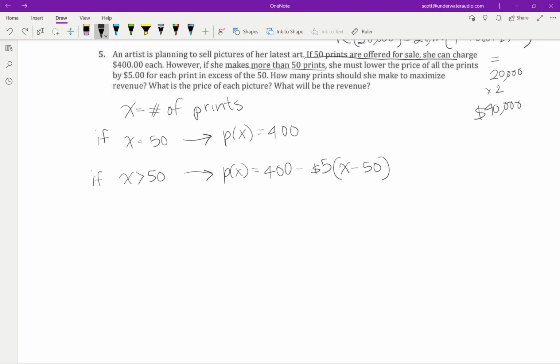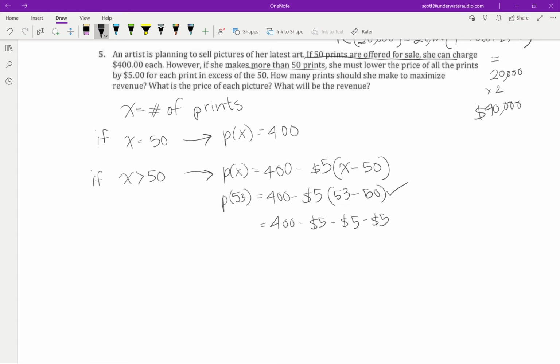So I think I should check this once though. Let's let x equal 53. So P of 53 equals 400 minus 5 times (53 minus 50). And this does look good so far. 53 minus 50 is 3, so I'd get 400 minus 5 minus 5 minus 5, which is exactly what I was thinking, so that does check out.